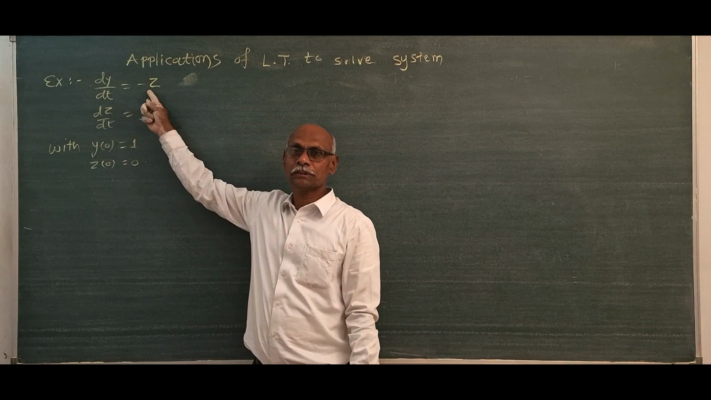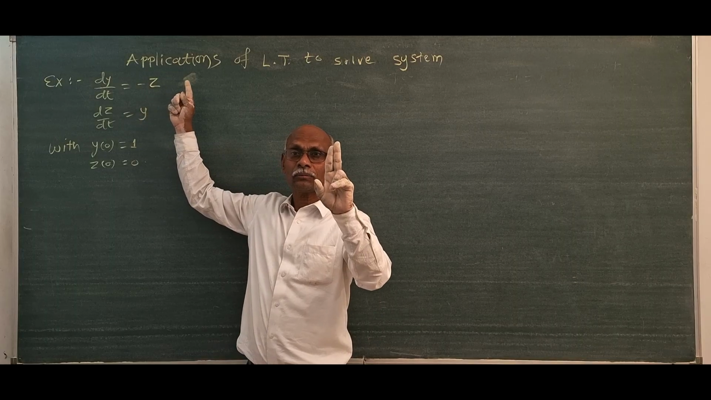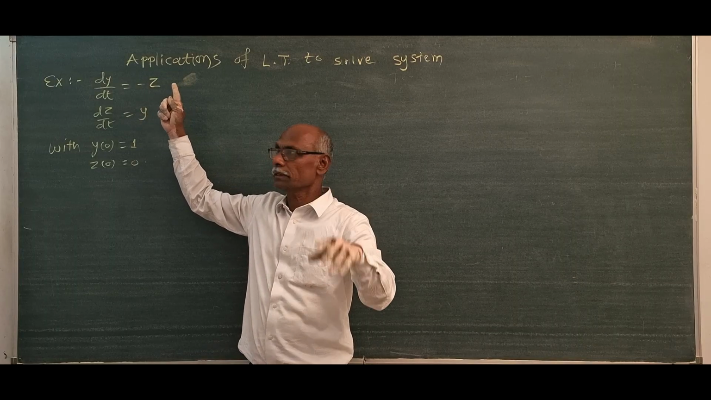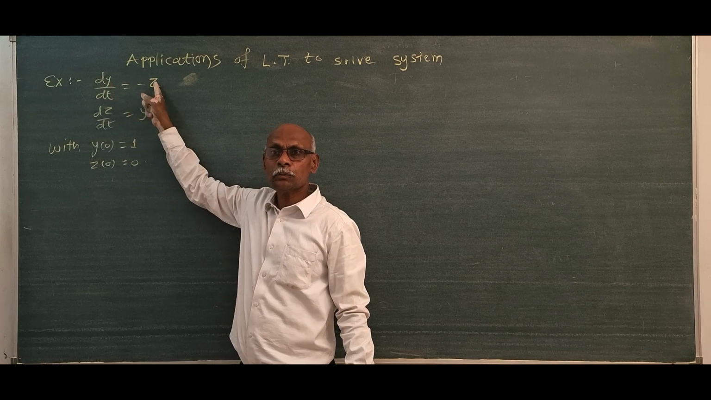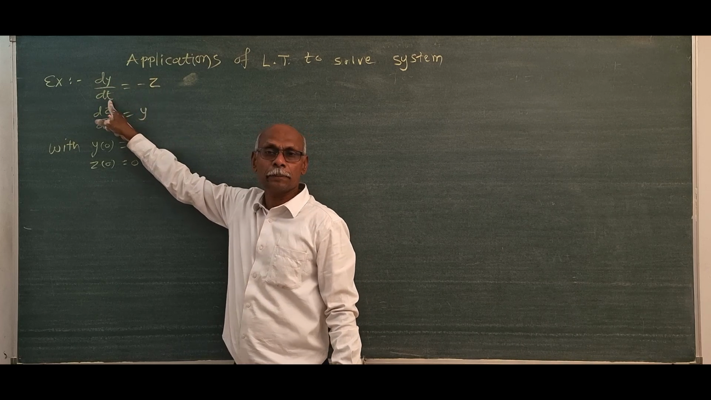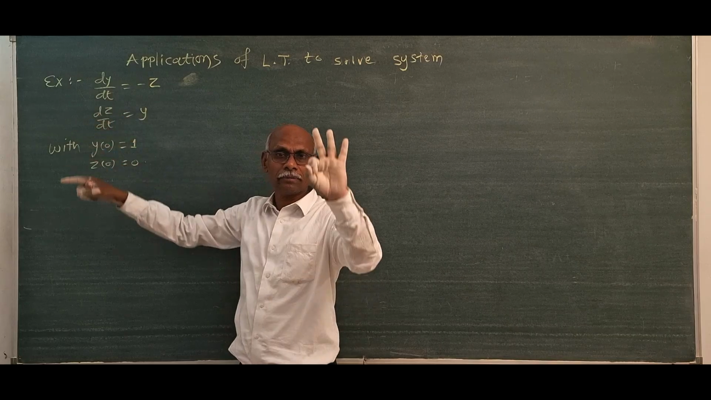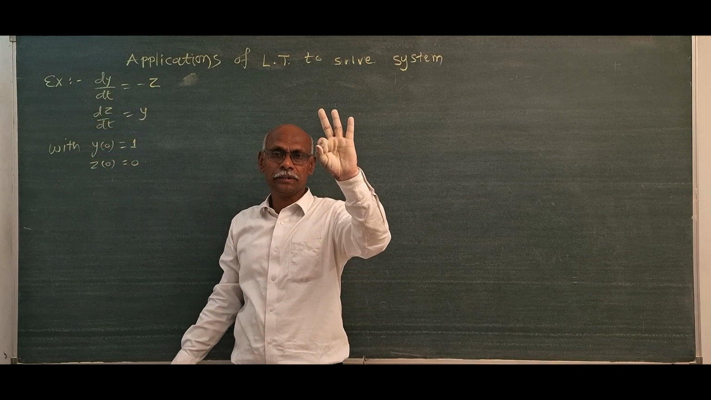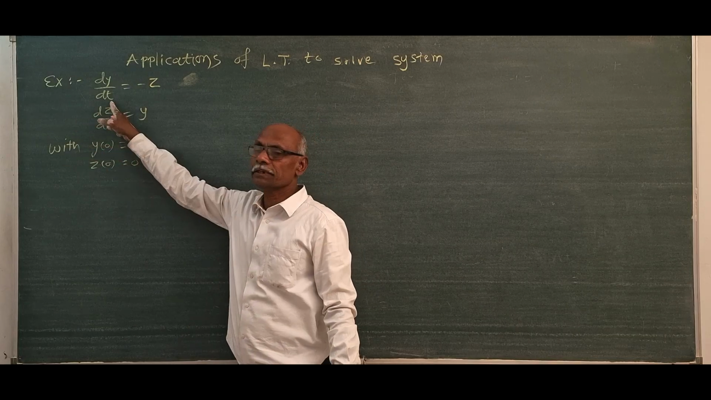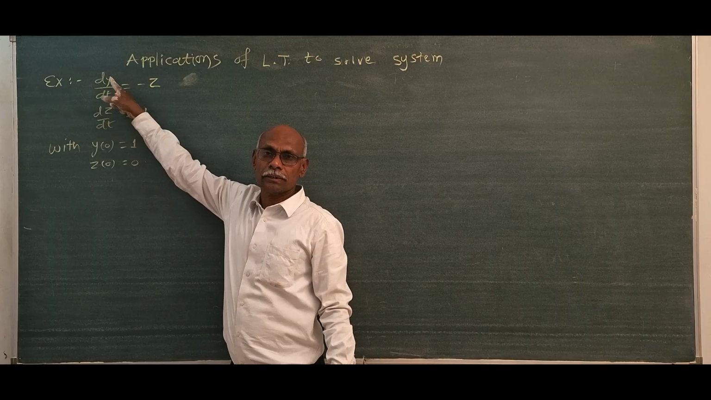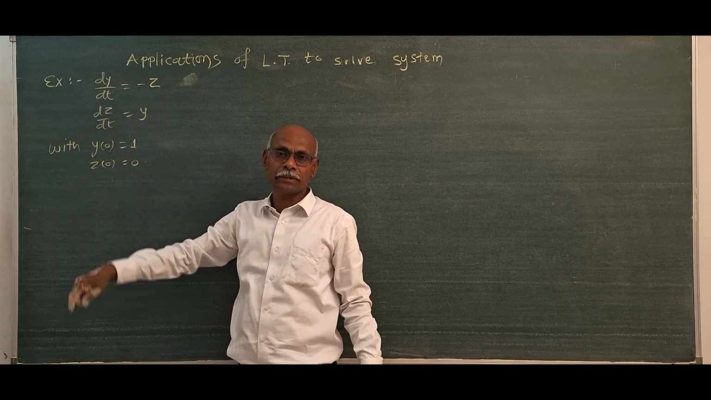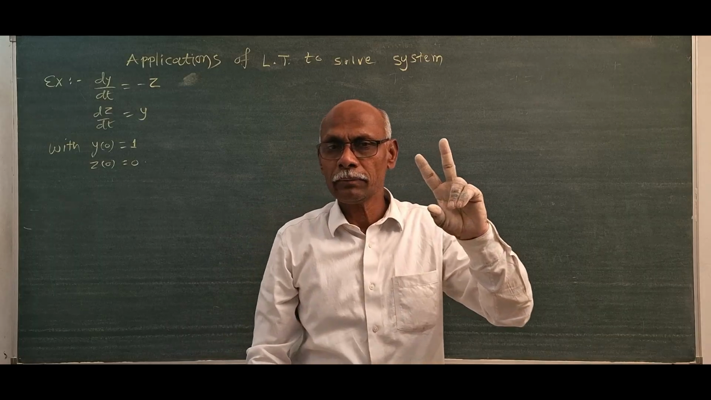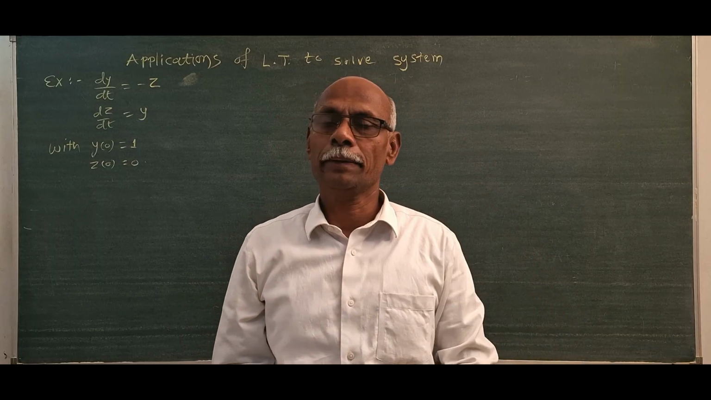What is a system? System means more than one, that is, two equations or three equations. See, y is a dependent variable and z is also a dependent variable, but t is the independent variable. So there are three variables y, z, t. t is independent because dt is there, and y is dependent. Here z is dependent. So there are two dependent variables and t is the independent variable.